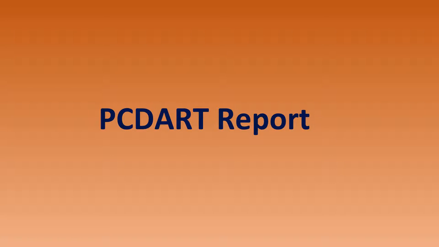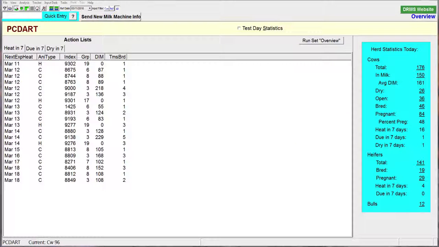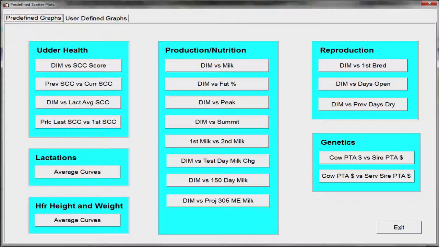Now, let's look at pulling up the same type of report using PCDart. Once you've gotten to the home screen of the herd that you want to analyze, click on the Cow Report button on the top of the screen. This will pull up the Cow Report Options menu. From there, click on the option entitled Previous Somatic Cell Count versus Current Somatic Cell Count, which will bring up a similar report to the one we looked at on DairyComp305.